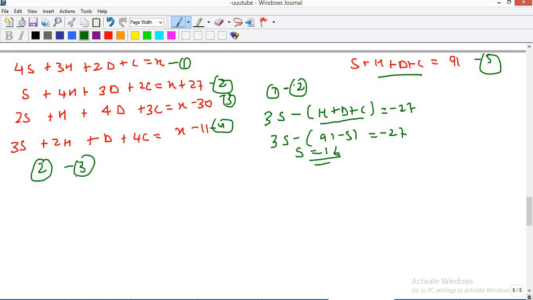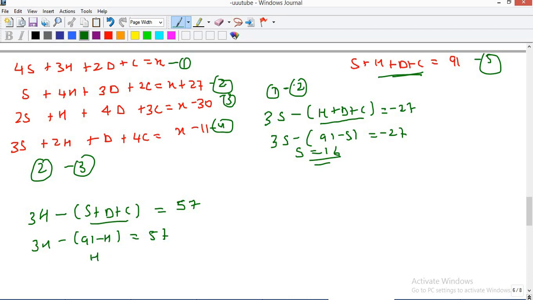If I take the difference of 2 and 3, what will I get? 4H minus H will give me 3H, and then I will have an S, 8D and a C. And in this case I'll get X plus 27 minus X plus 30, so I'll have plus 57. X and X will get cancelled. So again S plus D plus C I can get from equation 5. That will be nothing but 91 minus H. So I can say 3H minus (91 minus H) is equal to 57. On solving this, you will get H is equal to 37.